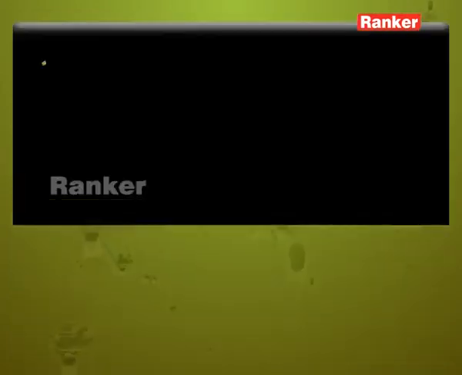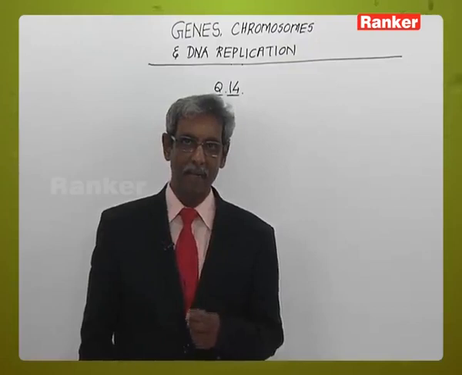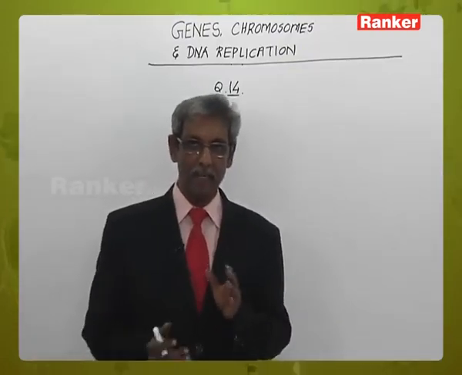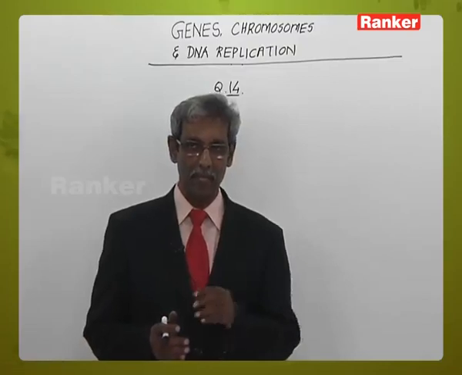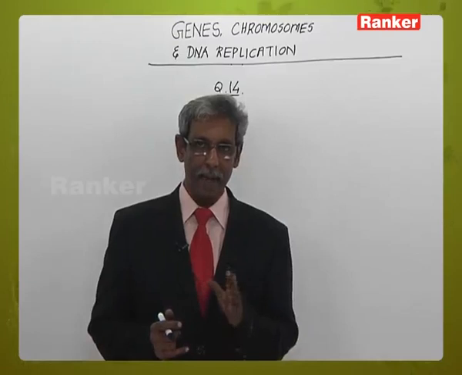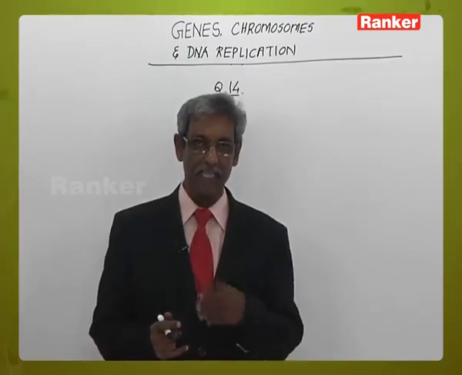Question number 14. Puff or Balbiani rings of salivary gland chromosomes are the sites of A. RNA synthesis, B. DNA replication, C. Protein synthesis, D. DNA duplication. In salivary gland chromosomes, there are certain regions which can expand. They can expand primarily because more chromatin material is getting synthesized.